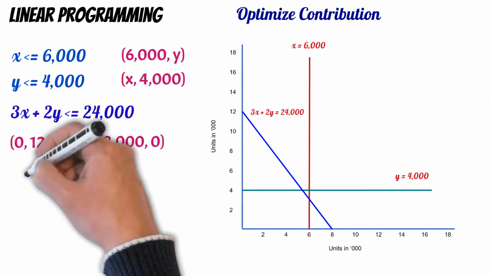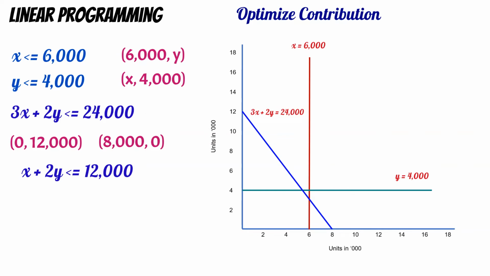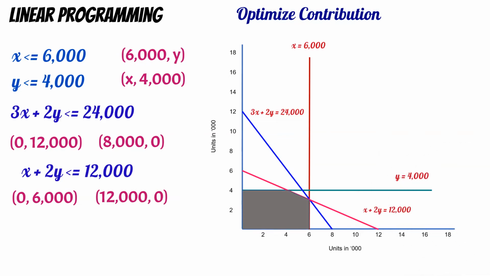Follow the same method for x plus 2y is less than or equal to 12,000, and the coordinates are 0 and 6,000, and 12,000 and 0. All the lines are drawn.